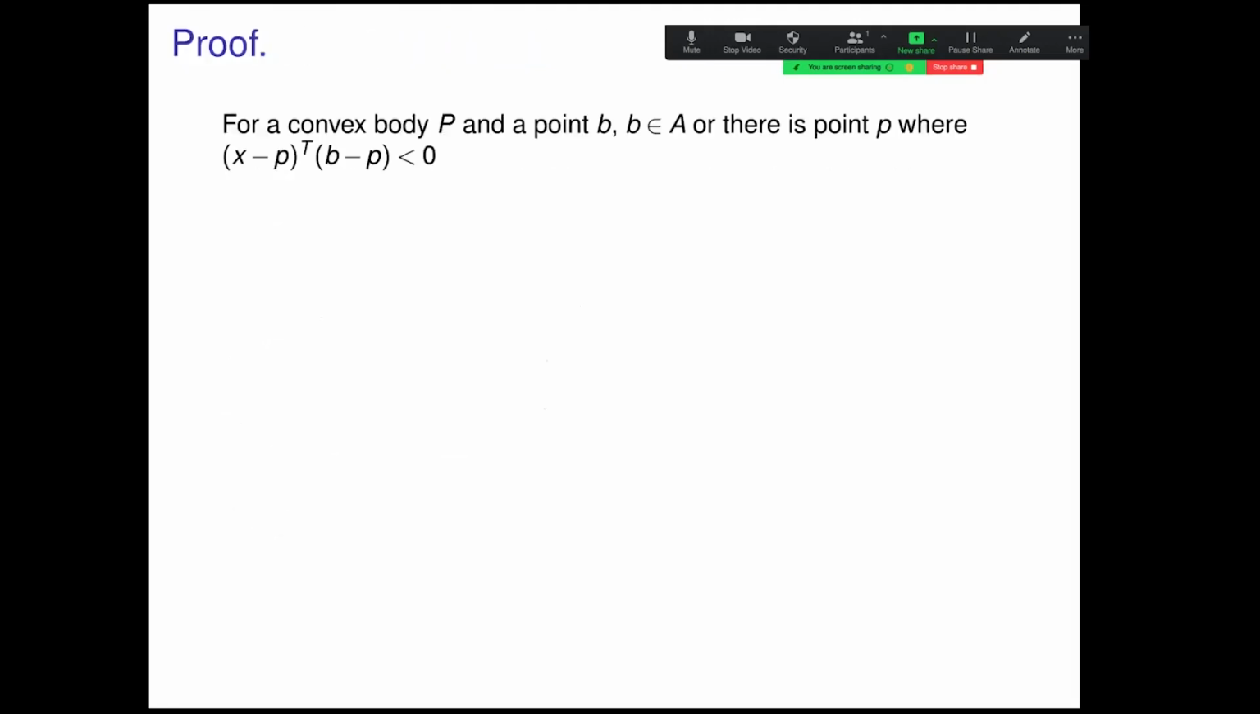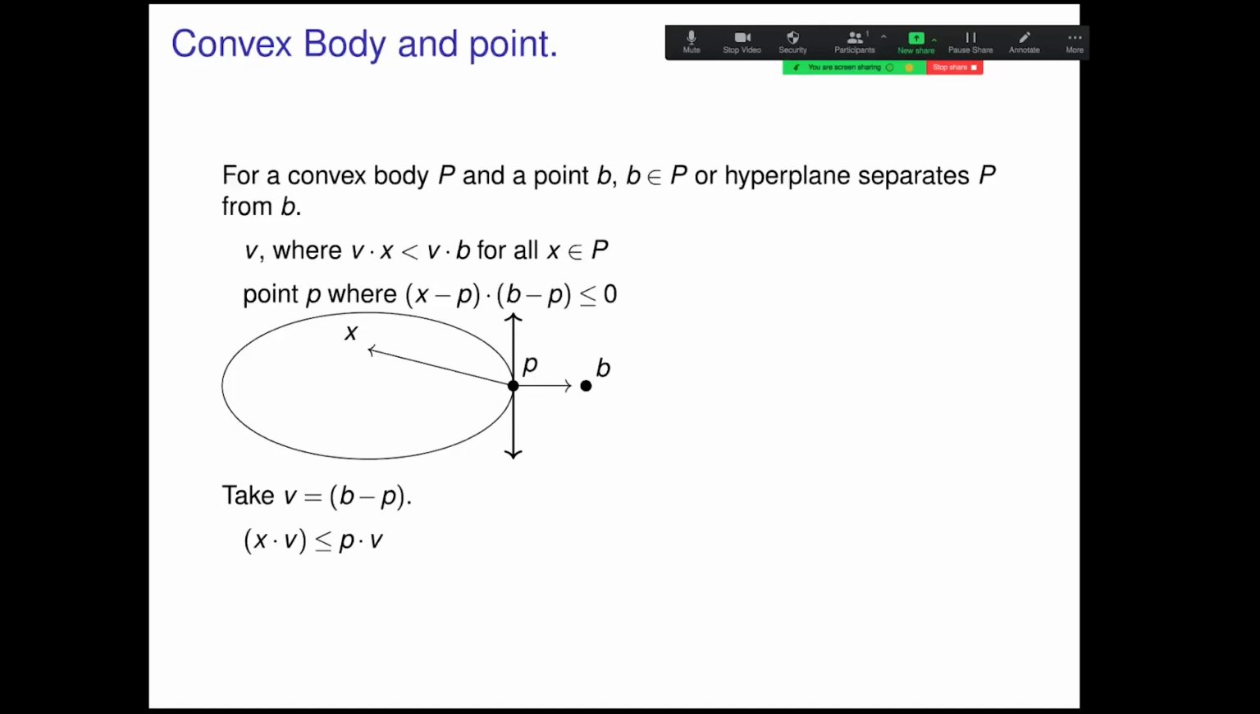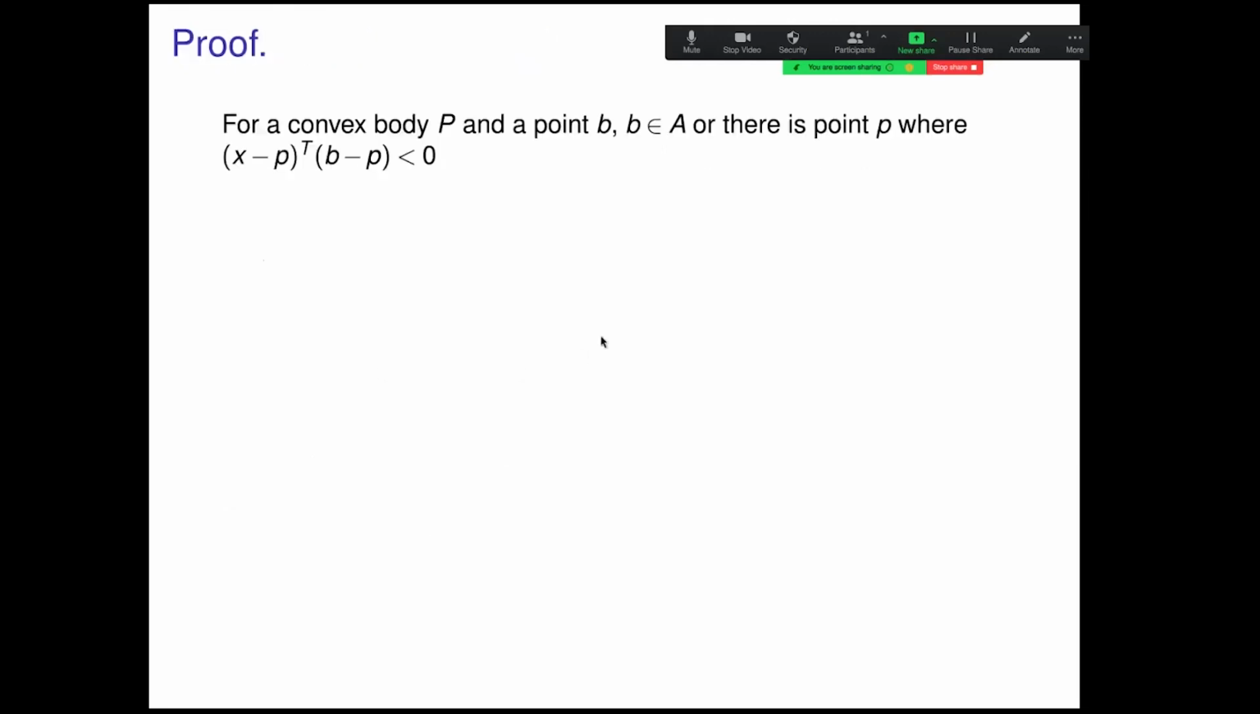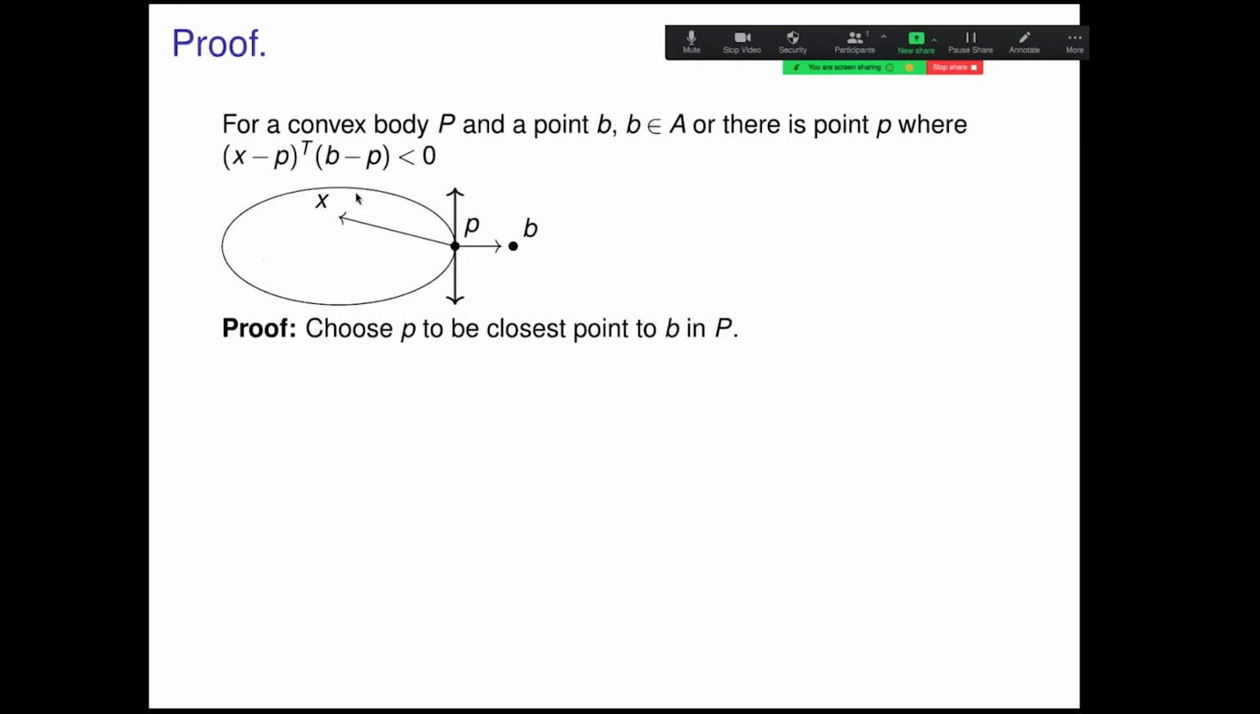Okay, so for a convex set A and a point B, either B is in A, or there is a point where this holds. I didn't illustrate the case before, but B could be in A in this convex set. There's no separating hyperplane then, obviously, right? Or there's a point where this holds, okay? And that's what we're going to do.